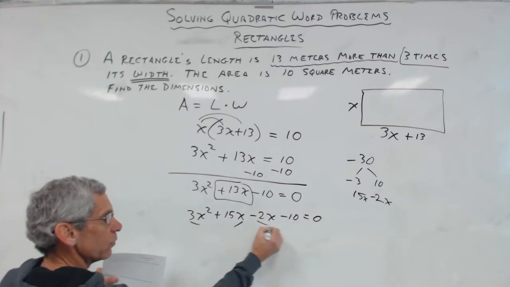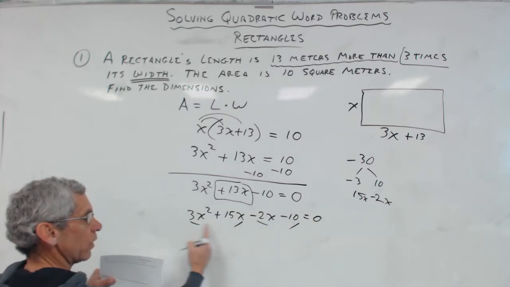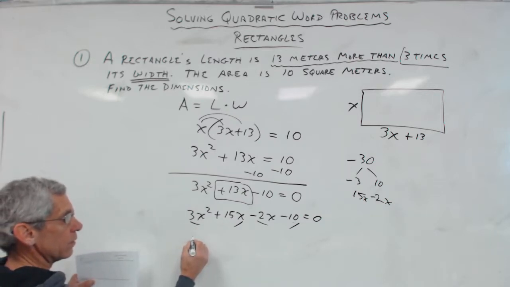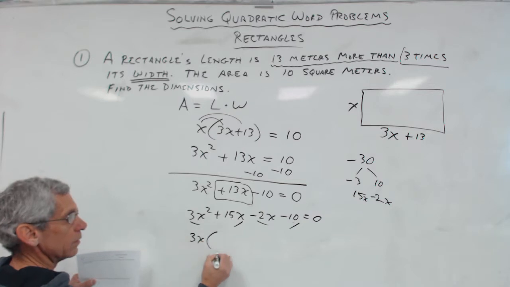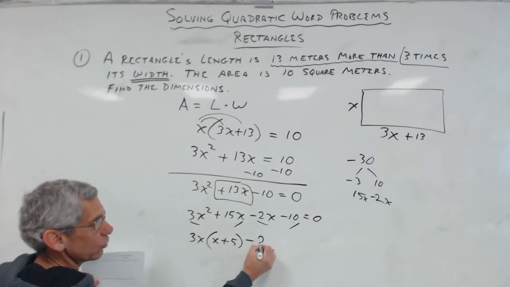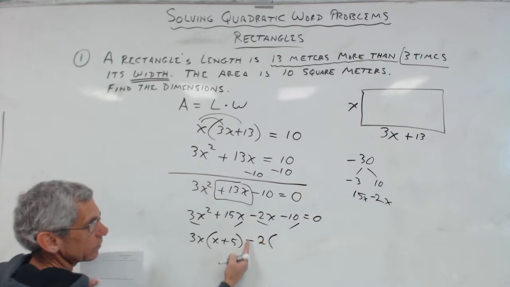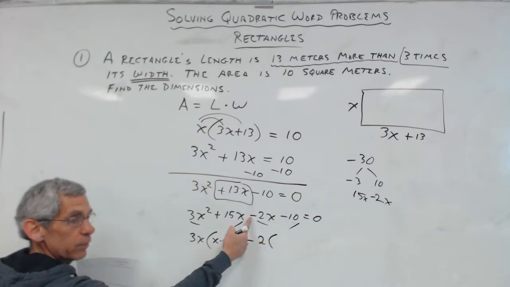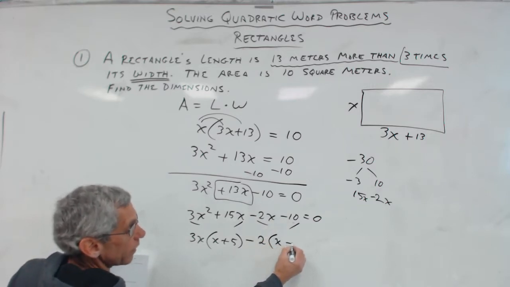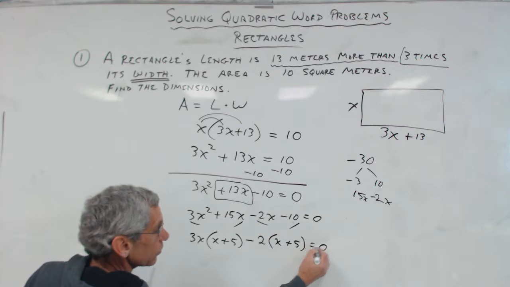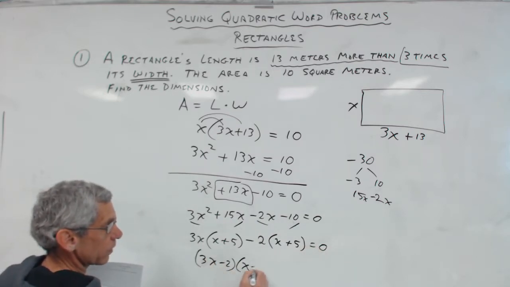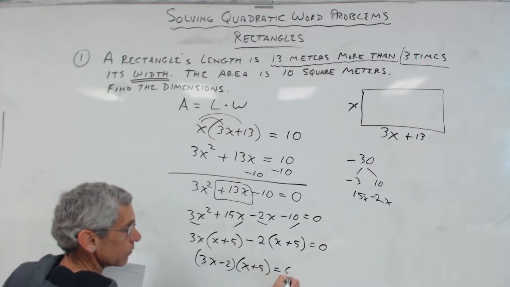And now I factor by grouping, right? So what goes into both of these? 3x, and then x plus 5, right? Minus 2, and remember when minus is joining the groups, remember that? It's going to change this, so it's going to be x plus 5, right? Equals 0. So our final thing is we've got 3x minus 2 times x plus 5 equals 0.